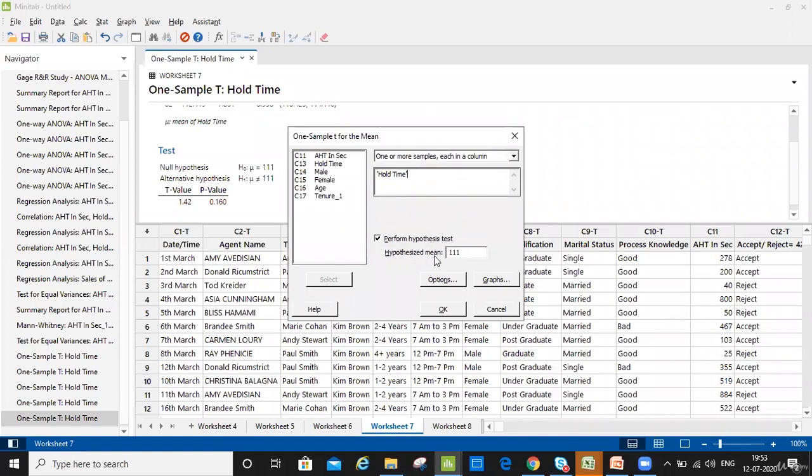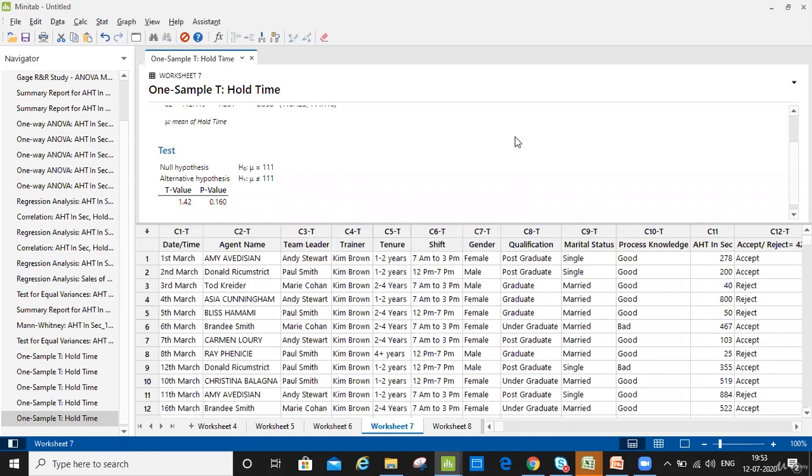In the hypothesized mean here, I mentioned 111, the target, which is 111 seconds or 111 minutes or 111 hours. So if you have quality percentage data or attribute data, then in that case, one sample T will not work. In that case, there is another test, which is one P test, one proportion test, but not one sample T test. Okay, so any questions on one sample T, the logic behind doing it, why are we doing it, and what is the purpose of doing it?